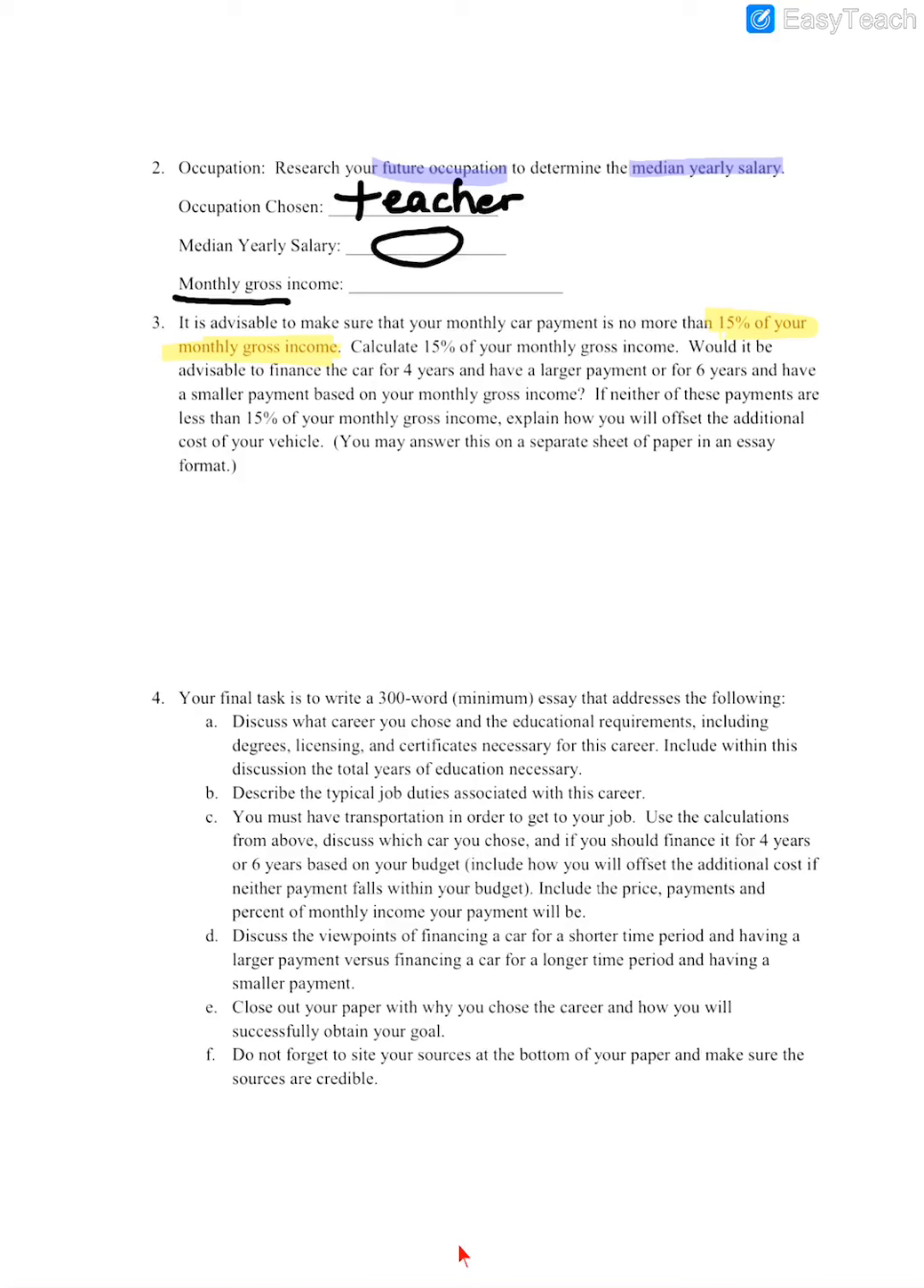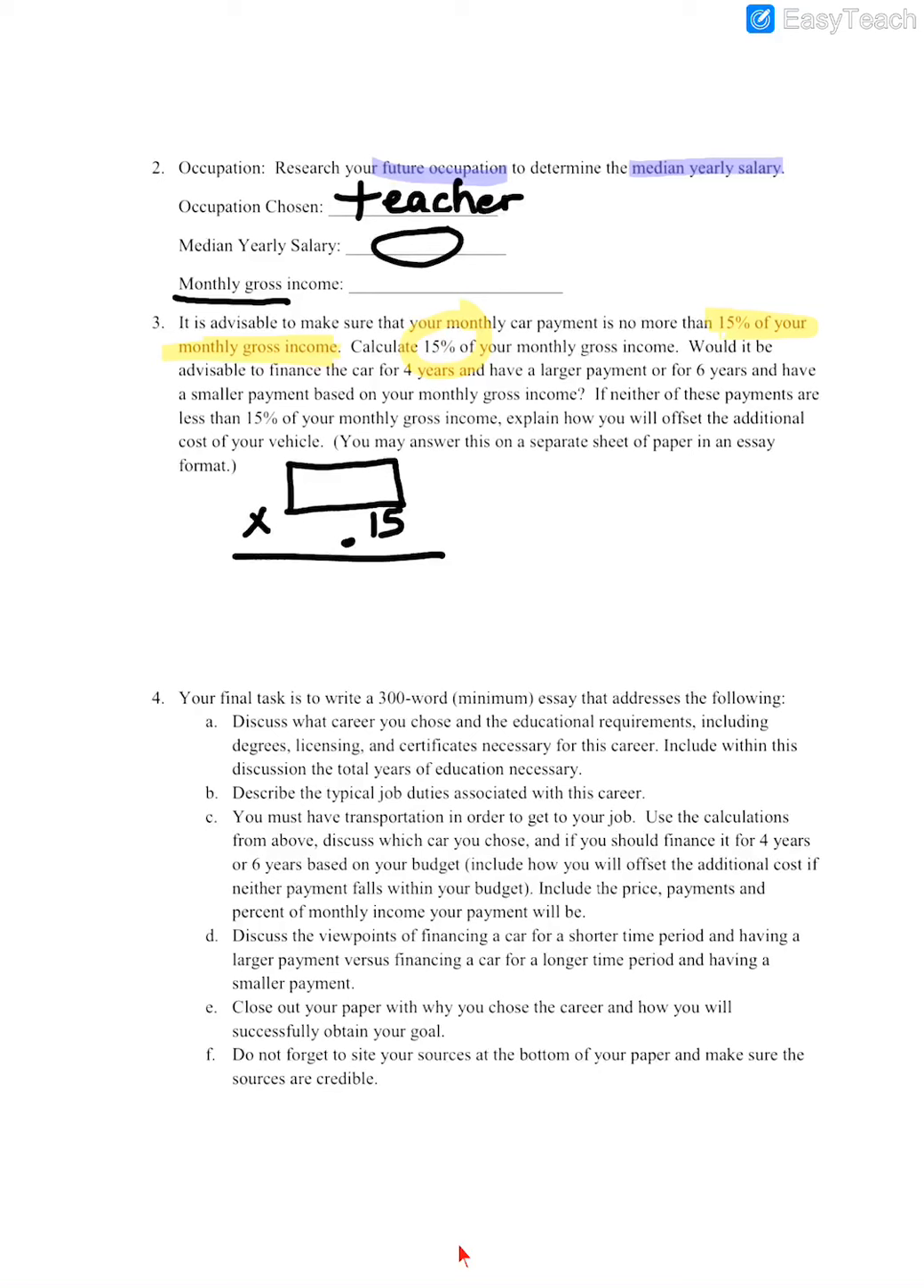So once you figure out what occupation you're wanting to do, we want you to calculate 15% of that monthly gross income. The way you do that is, whatever you decide that your monthly gross income is, you're going to multiply it by the decimal 0.15. That's how you calculate 15% of a particular number.